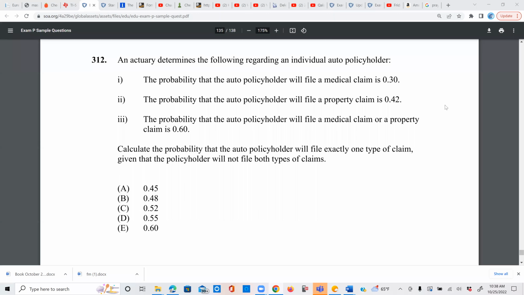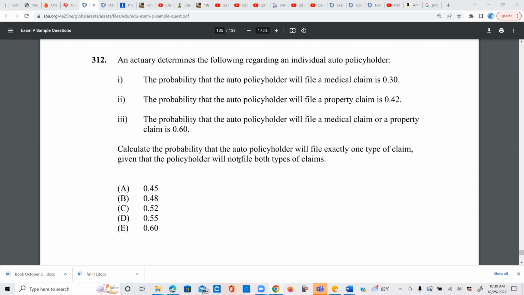An actuary determines the following regarding an individual auto policyholder. The probability that the policyholder will file a medical claim is 0.3, a property claim is 0.42, and the probability of a medical claim or property claim is 0.6. Find the probability that the holder will file exactly one type of claim given that the holder will not file both types of claims.